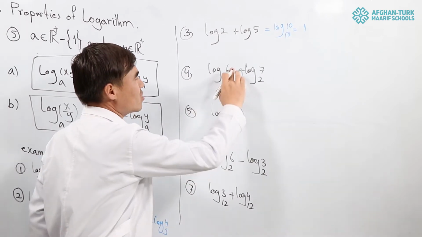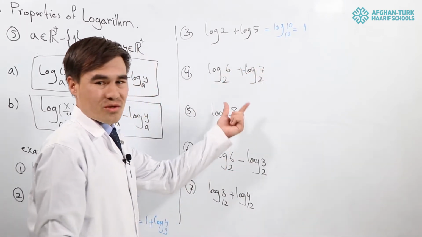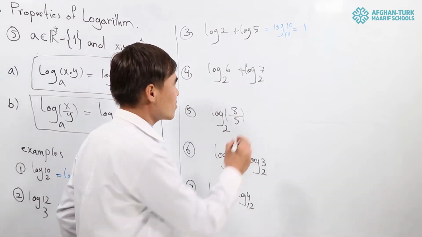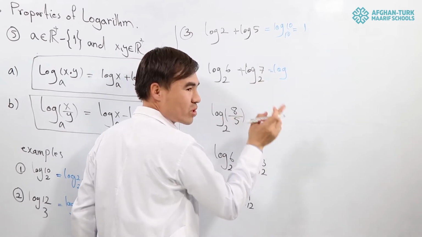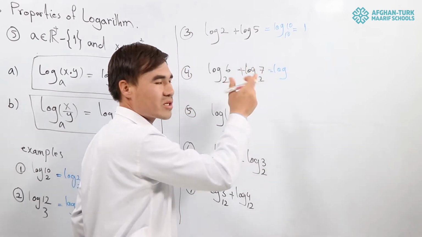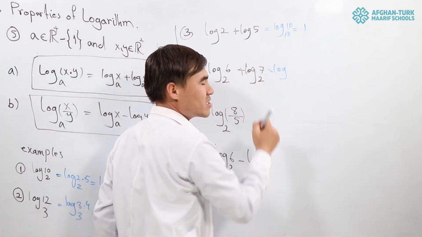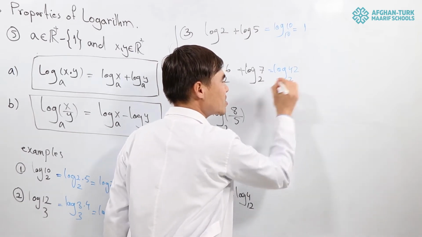And the fourth one, log of 6 to the base 2 plus log of 7 to the base 2. As we say, this is in addition form. How can we change this into multiplication form? Because the bases are equal, we multiply the arguments of the logarithms. 6 times 7 will be 42, to the base 2.